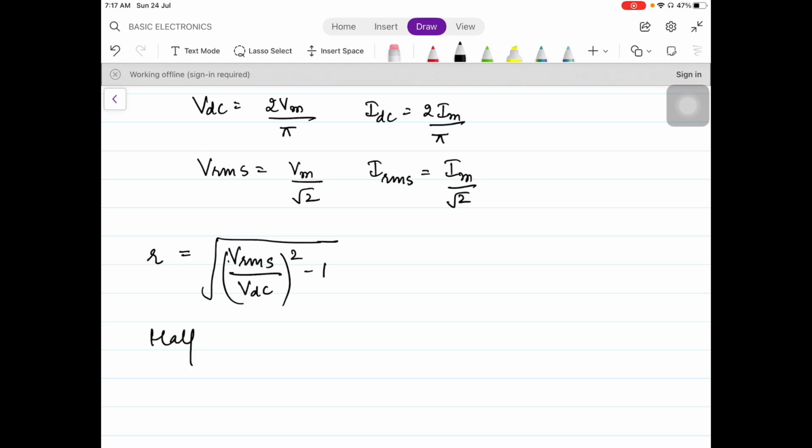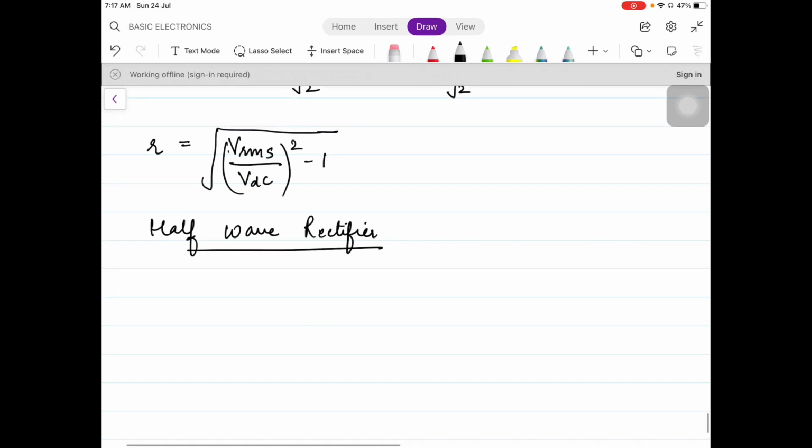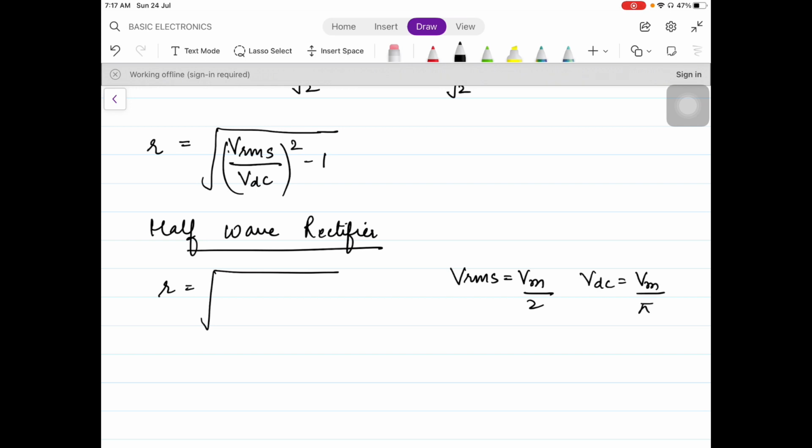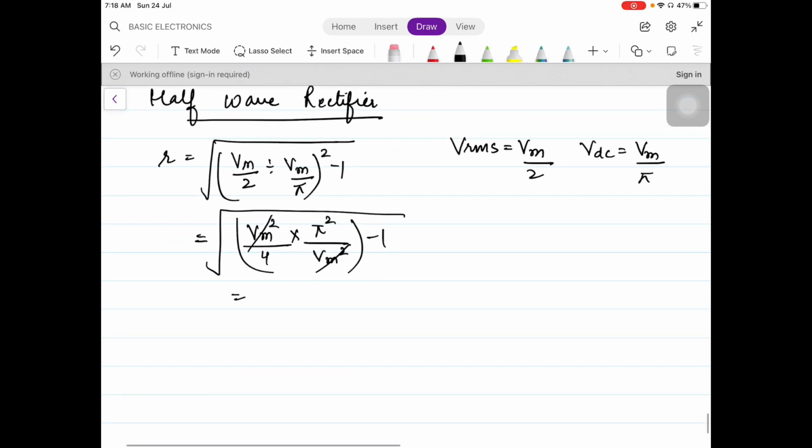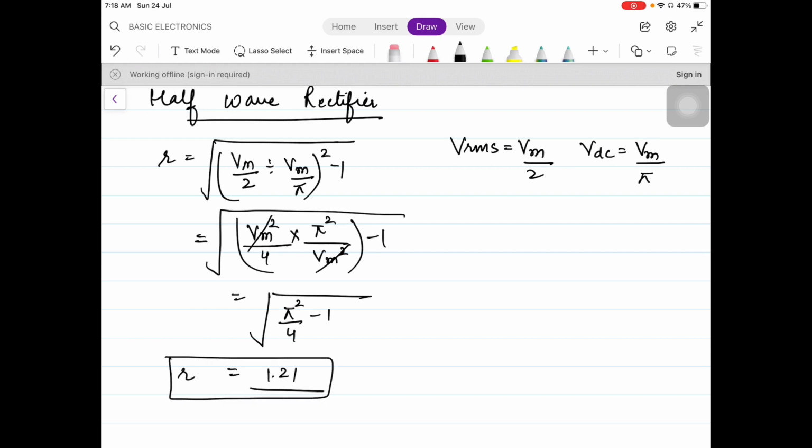So if I want to calculate the ripple factor for half wave rectifier, I will apply the same expression. I will put the value of VRMS, which for half wave rectifier is Vm by 2, and VDC is Vm by pi. So (Vm by 2 divided by Vm by pi) whole square minus 1, under root. Now it comes out to be Vm square by 4 into pi square by Vm square minus 1. So it becomes pi square by 4 minus 1, under root. When you solve it through your calculator, you will get 1.21. So the ripple factor for half wave rectifier is 1.21.